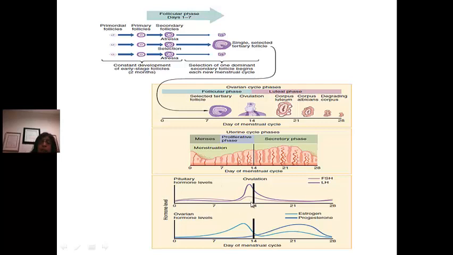Now, let's connect these two cycles, the ovarian cycle and the uterine cycle, to the cycles of hormones. These are pituitary hormones you're looking at. Then we will talk about the ovarian hormones. Pituitary hormones, LH and FSH, their levels are low to start with.